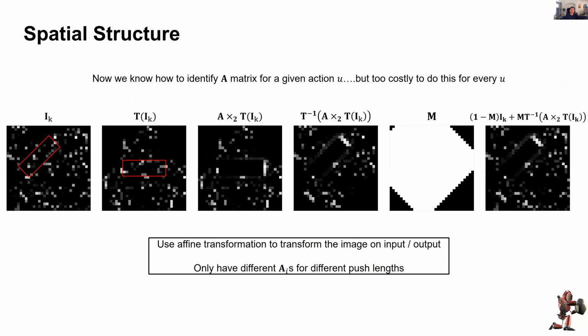So now, if I have a single U, I know how to identify an A matrix, but it's time consuming to do that for every single U. So one trick that we came up with is using the spatial structure of the push. Given the image and the push rectangle, we transform it into the pusher coordinates, apply our map, and transform it back. So using this affine transformation, we can inject structure to significantly reduce the amount of data that we need. So we only have different A matrices for different push lengths, and I think we have 5 discrete push lengths.